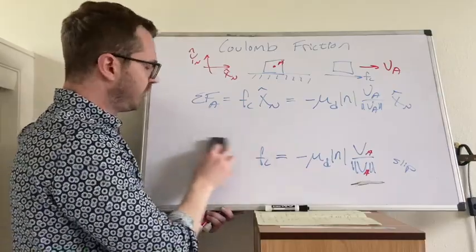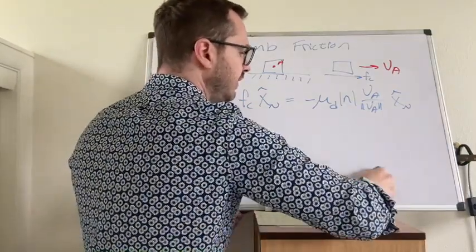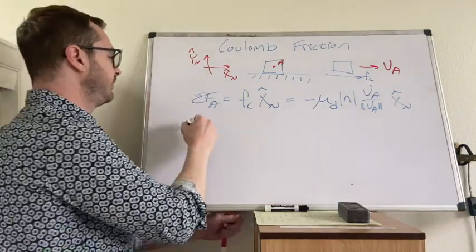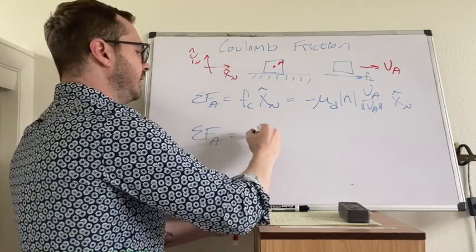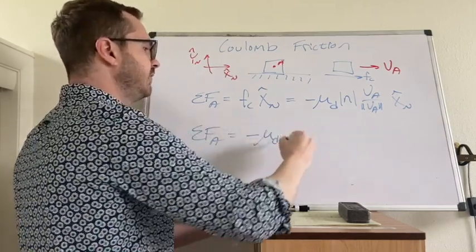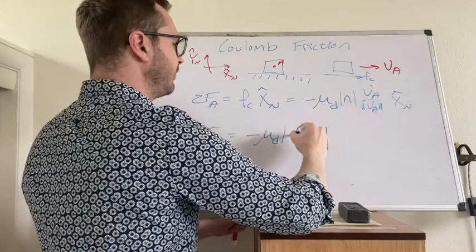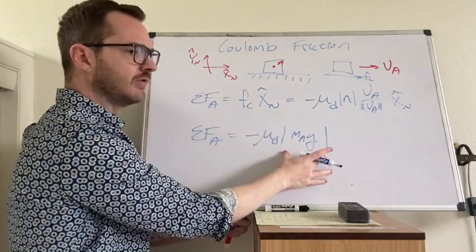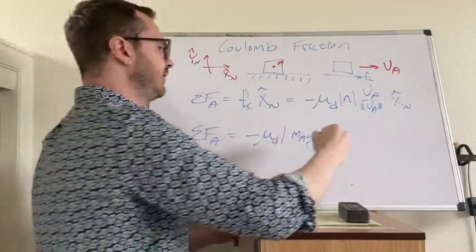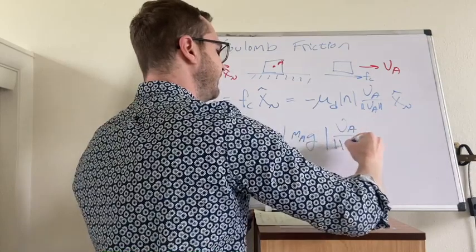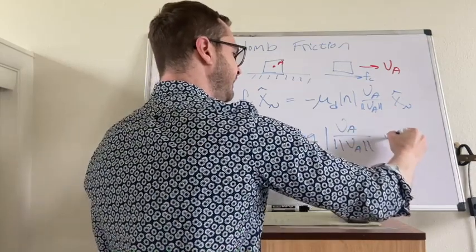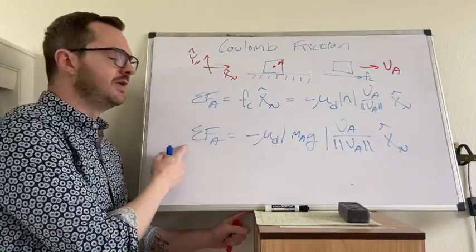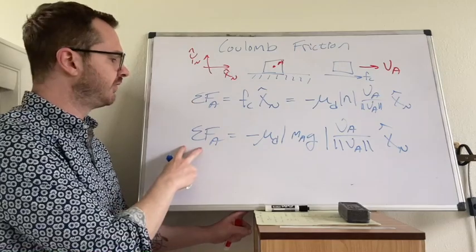The N, the normal force, we could replace with something else. We said a minute ago, in this simple problem, that the normal force was equal to MAG. So I'm going to bring down the mu d. MAG comes here, and then here is VA divided by magnitude VA in the x hat n direction. This is now the actual final answer for sum of forces.